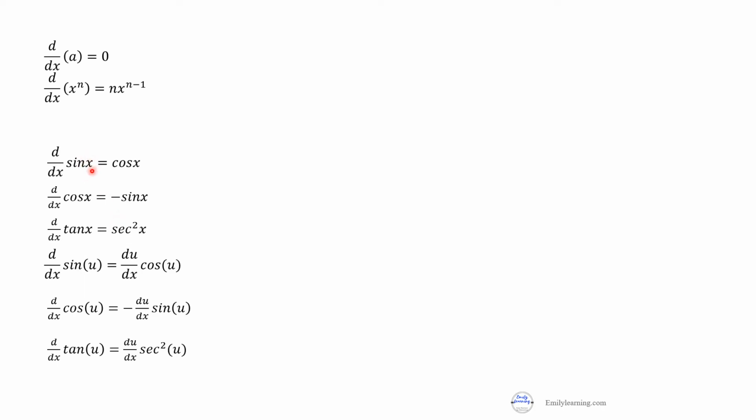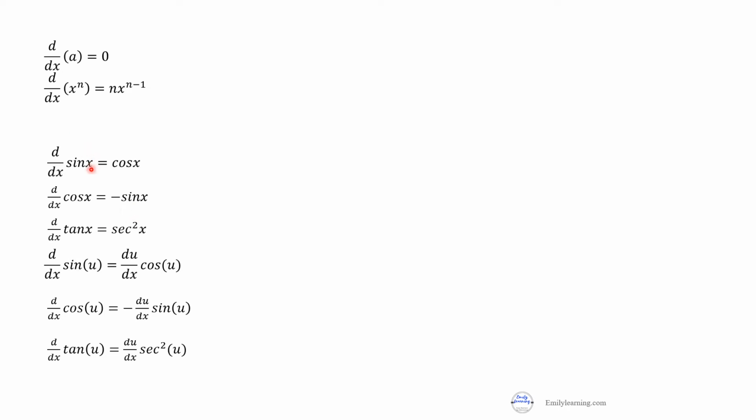If instead of having x, you have a function in terms of x, apart from changing sine u, where u is a function in terms of x, to cosine u, you also need to multiply it by du dx. In other words, if you differentiate sine, cosine, or tangent, you will always get cosine, negative sine, and secant square respectively.